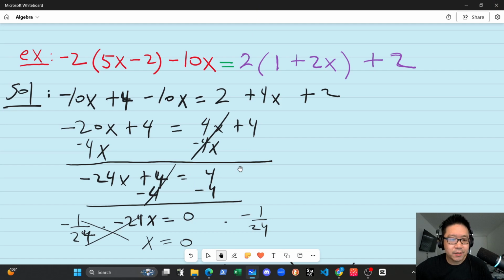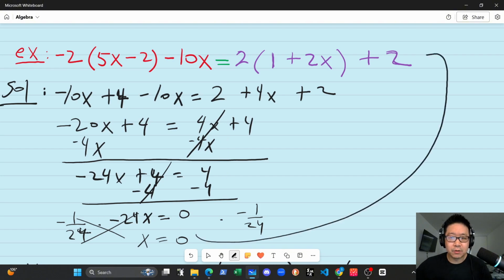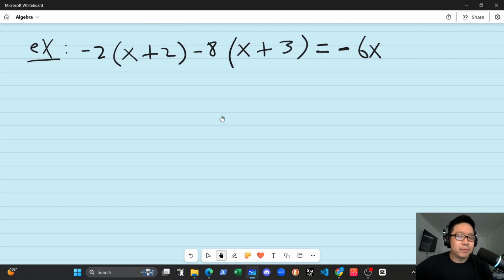And now our final step would be to check our answer by plugging in 0 into the original equation. And I'm going to leave that last step up to you. All right, let's go over one more problem. Once again, if you would like to solve this on your own, go ahead and pause the video and solve it. Try to solve it on your own.